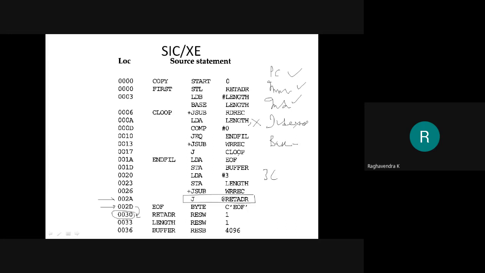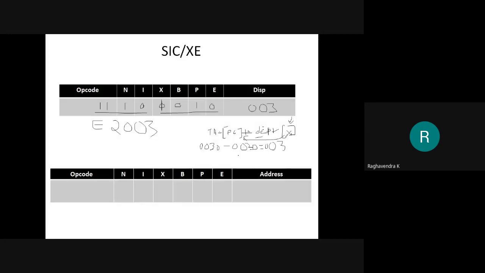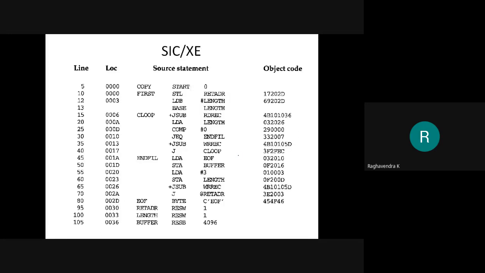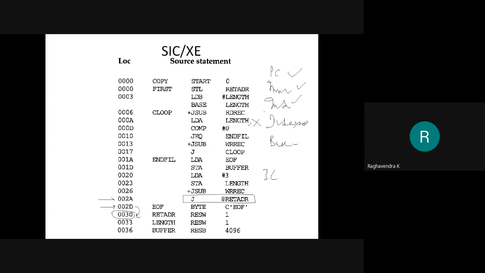So if we just assemble the instruction like this, then this is what we get. Oh, sorry, I haven't explained the format 4 instruction. I'll just explain that. Now let us look at the extended format instruction. How many extended format instructions are there? 1, 2 and 3.